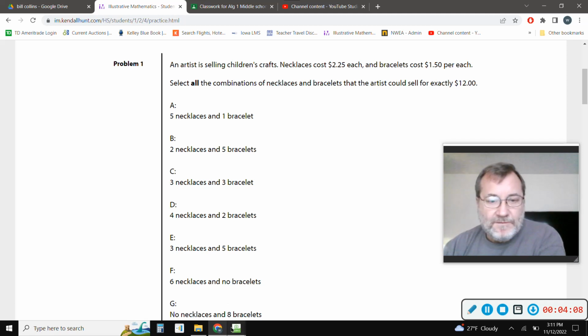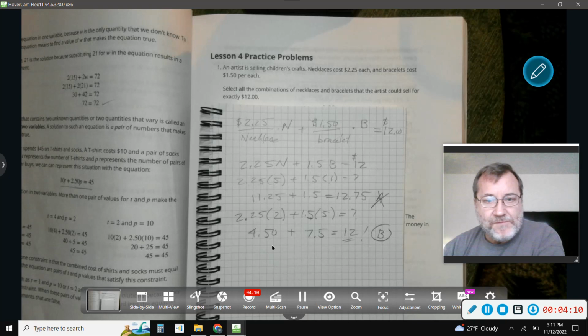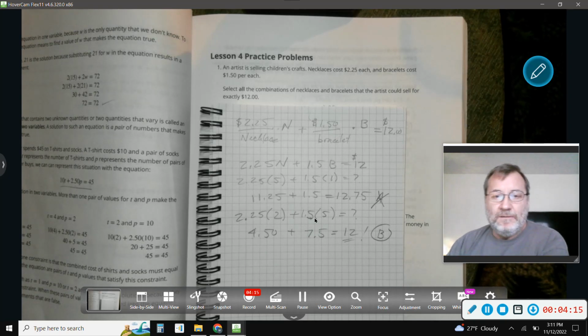Okay, and so this is where we're at the moment. You can see the 2.25 times 2 and the 1.5 times 5, we're adding the two, and yes, we do in fact get 12.